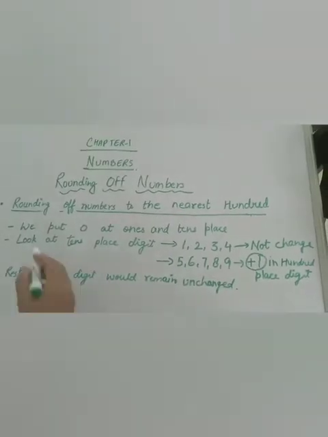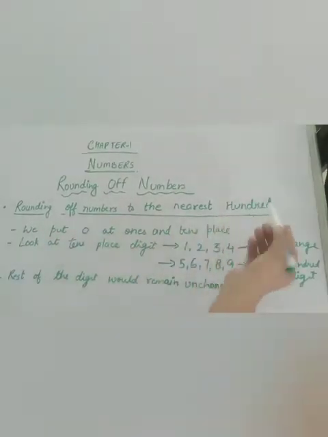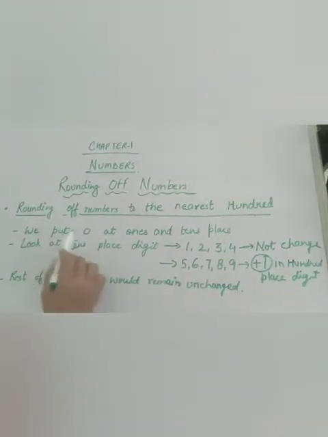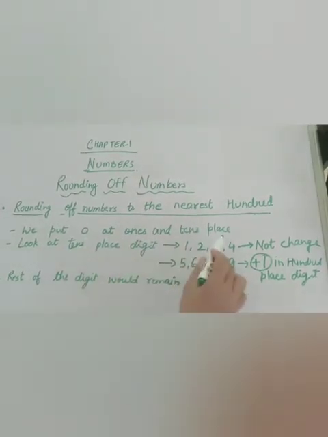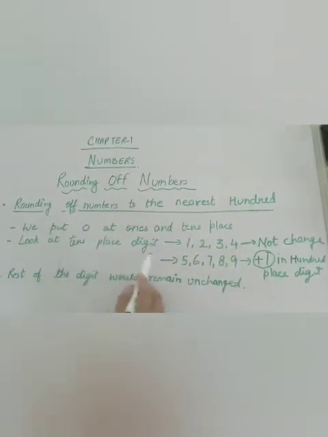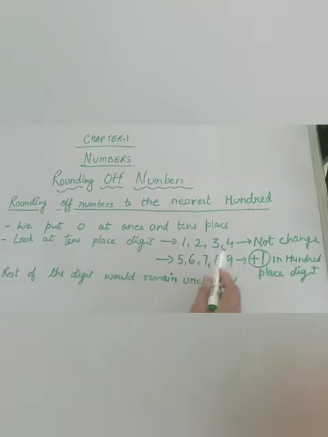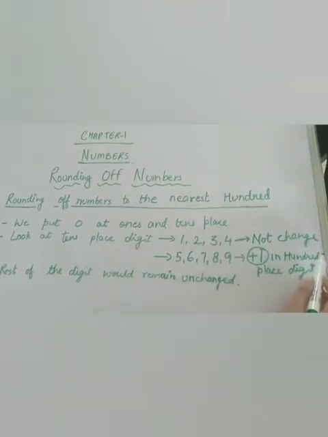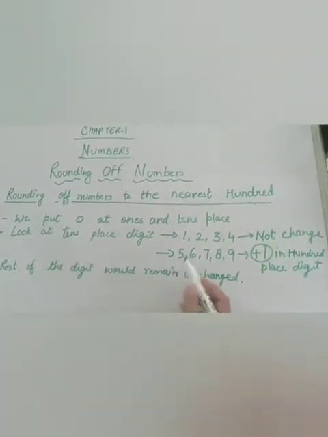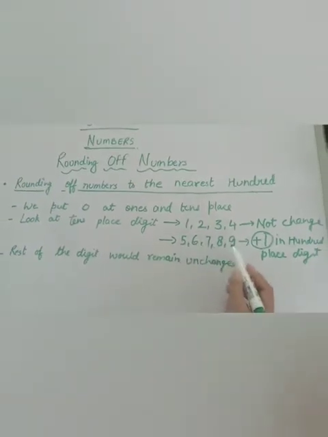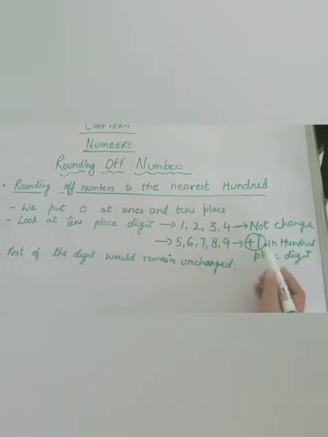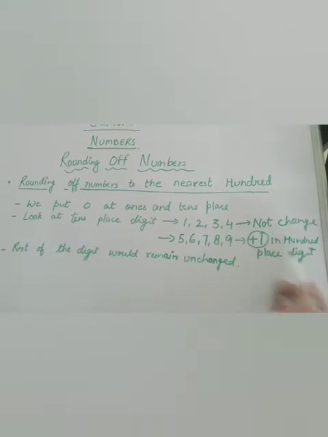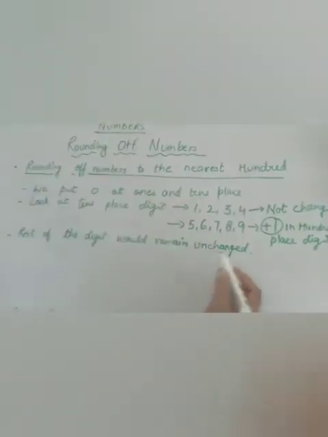Now let's see how to round off a number to the nearest 100. First we put 0 at the ones and tens place. Then look at the tens place digit. If it is 1, 2, 3 or 4, we will not change any number. Then if the digit is 5, 6, 7, 8 or 9, we will add 1 in the 100 place digit. And rest of the digits would remain unchanged.